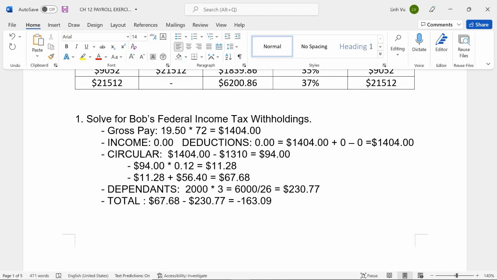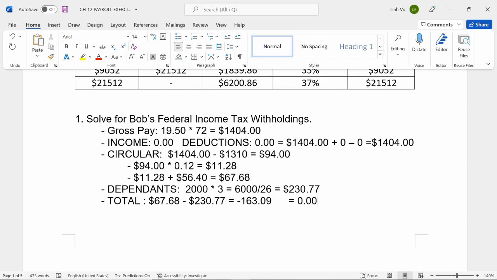Good. Now, the rule says on the form, if it's a negative number, if it falls below 0, this is going to mean that they're going to take $0 from his paycheck.